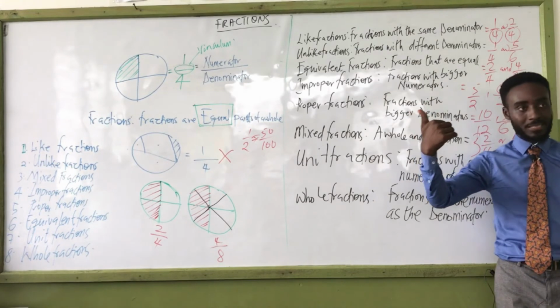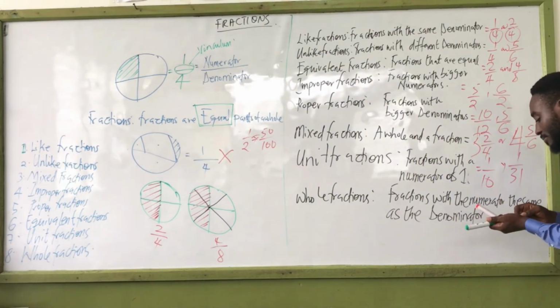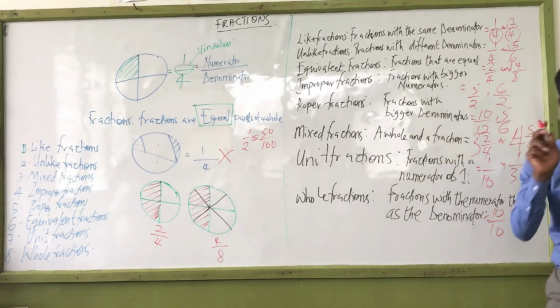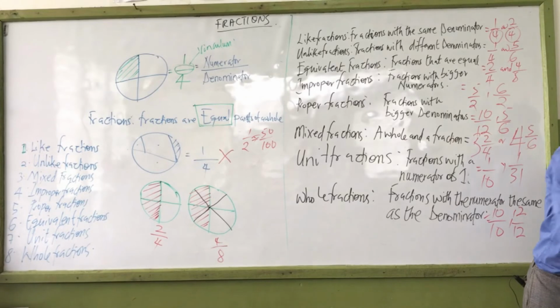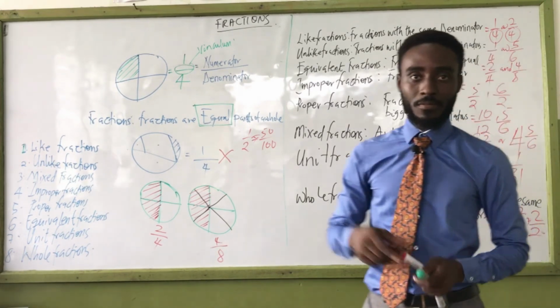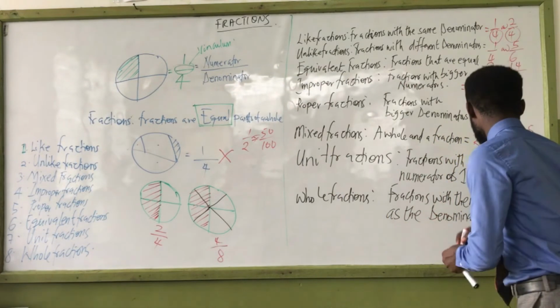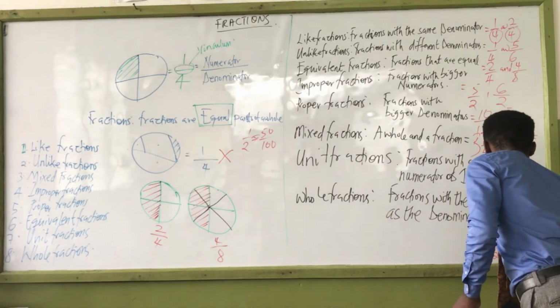Example of a whole fraction: 10 out of 10. Any other example of a whole fraction? 12 out of 12. 2 out of 2. So 2 out of 2 is also a whole fraction. 2,000 out of 2,000 is a whole fraction.